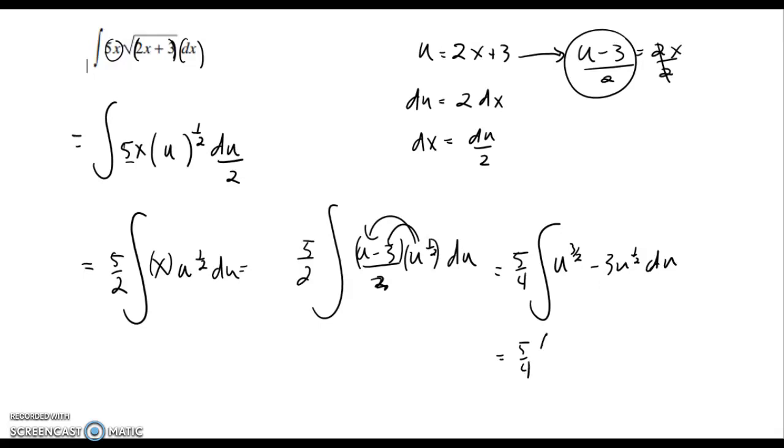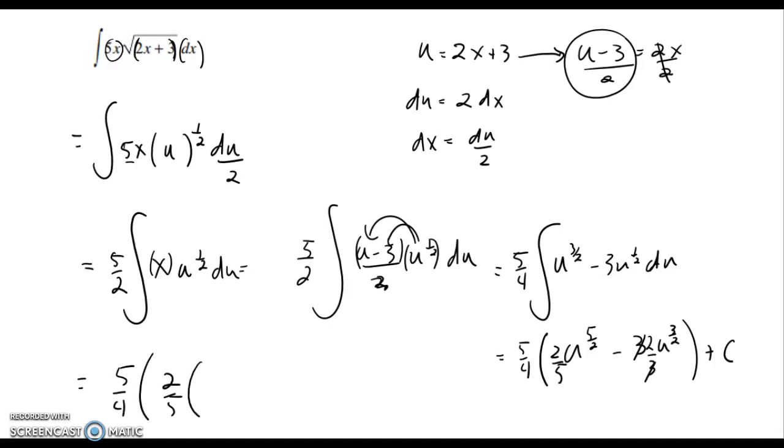So I get 5/4 times u to the 5/2 divided by 5/2, or times 2/5. Minus 3u to the 3/2 divided by 3/2, or times 2/3. Squeeze that in, I just get a 2 there. And plus c. So my final answer would be 5/4 times 2/5 u, which is 2x plus 3, to the 5/2, minus 2 u to the 3/2 plus c.